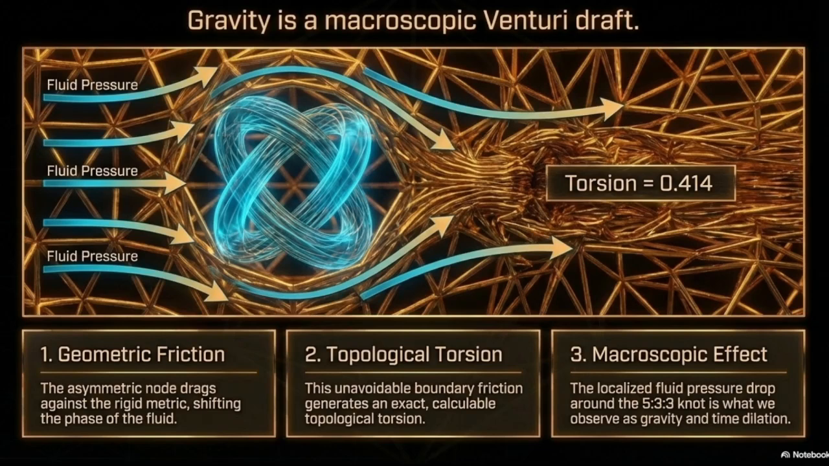Because this knot is asymmetric inside a rigid lattice, it produces unavoidable geometric boundary friction. This torsion shifts the phase of the surrounding fluid macroscopically. We experience the resulting pressure gradient as gravity, a Venturi-style draft in the metric.